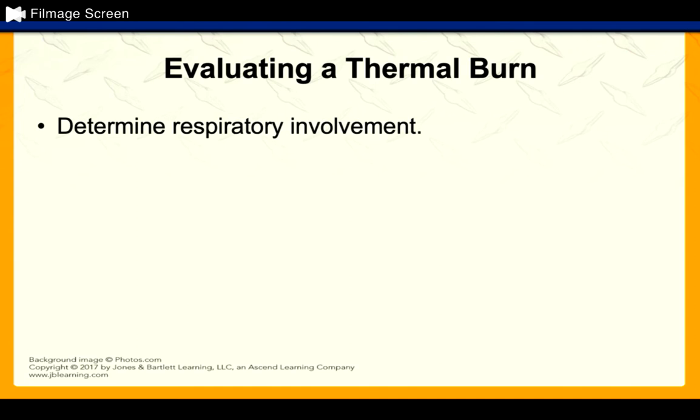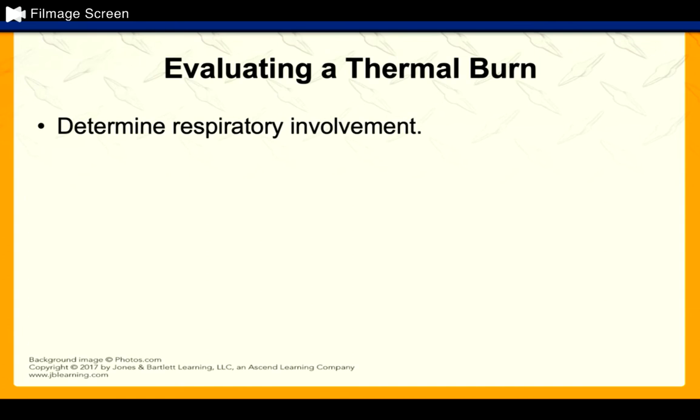So superheated air can be absorbed by the upper respiratory tract. When we're evaluating burns, it's important to determine if there's any respiratory involvement. Swelling of the respiratory tract could occur anywhere from 2 to 24 hours. The problem with that is that it's going to restrict or shut off the airway. When the swelling starts, less air is going to be moved in. Then the patient will have difficulty breathing, dyspnea, and that will lead to other complications.